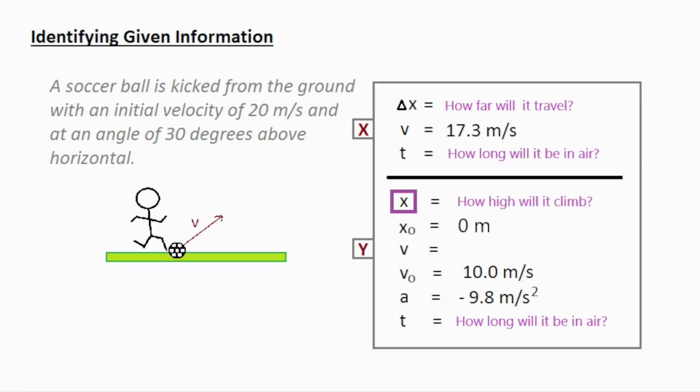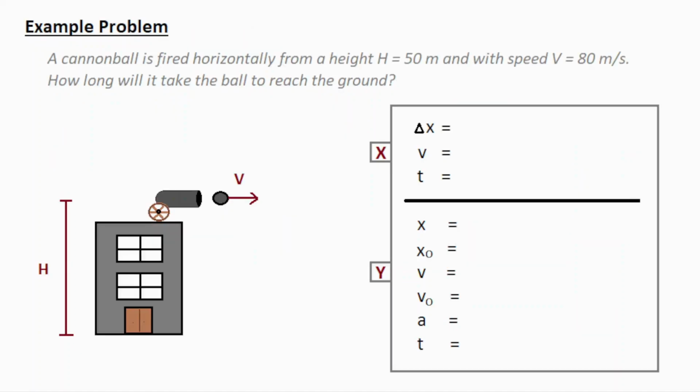Maybe the question is, how high will it climb? Well, now we're looking for the final position or final height in the vertical plane. In any question of how fast is it moving after the kick, we'll want to find the vertical velocity in the vertical plane, as that is the one that is changing throughout the flight. Let's look at a second example. Here we are given numerical information, and now a specific question is being asked. We have a cannonball that is being fired horizontally from a given height and with a given speed, and the question is, how long will it take for the ball to reach the ground?